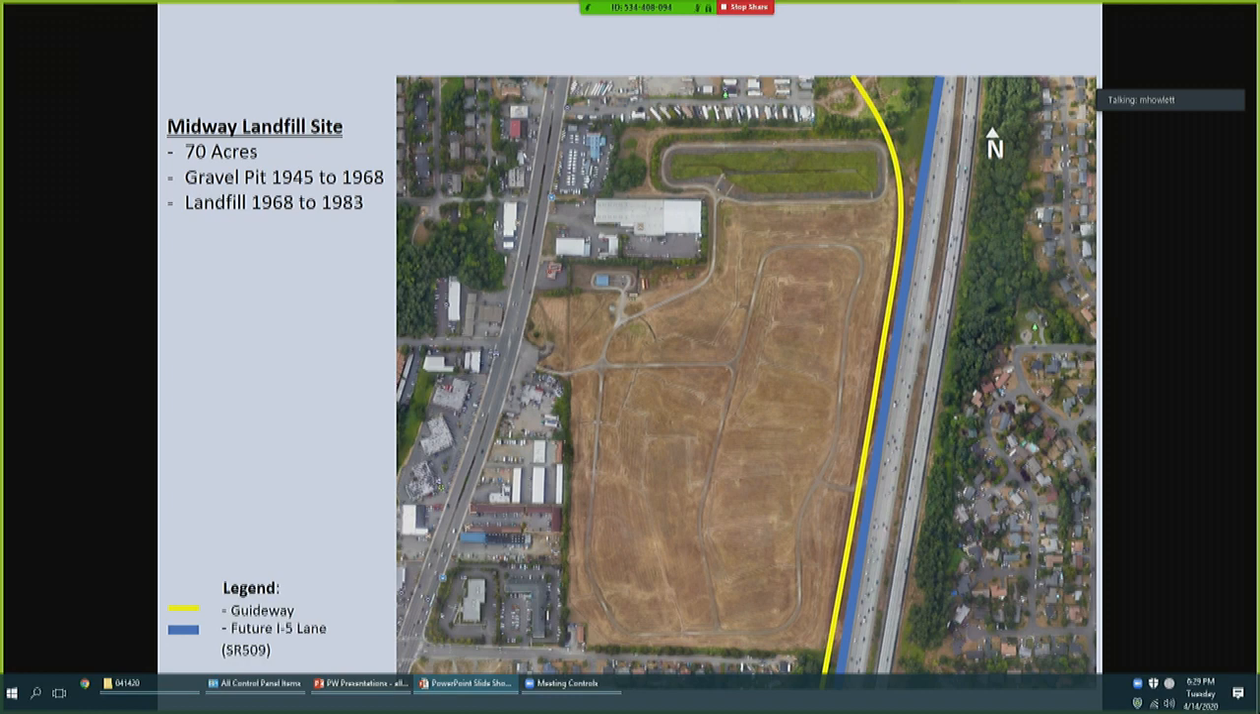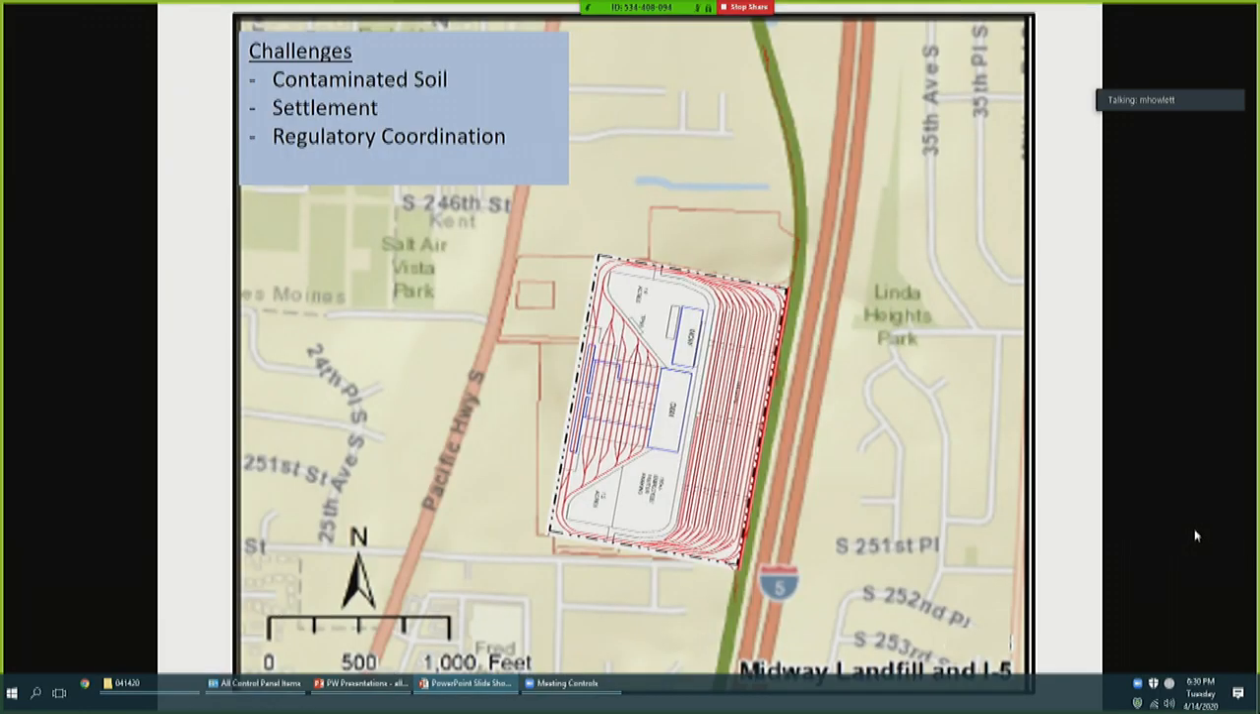And on the right there, you can see the yellow line that is the future guideway that will be coming, the mainline track that'll be running from Kent down into Federal Way. And then the blue line is part of WashDOT's SR 509 project. So moving on to the next slide, please.